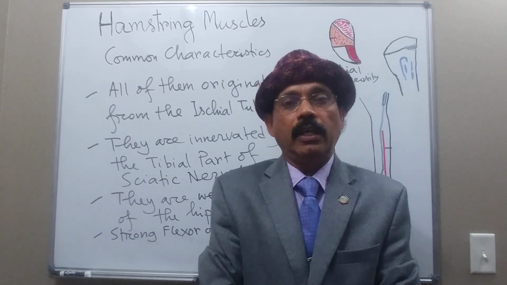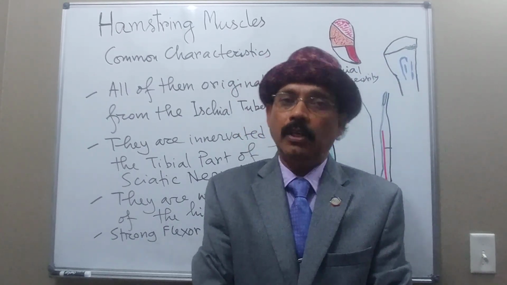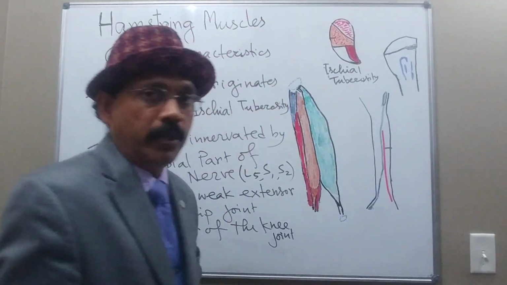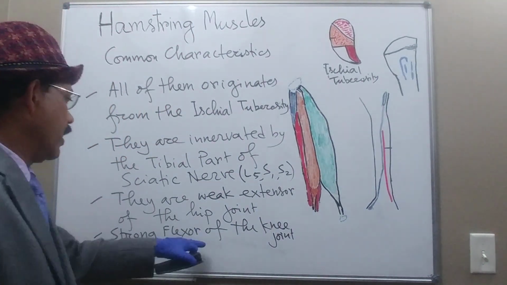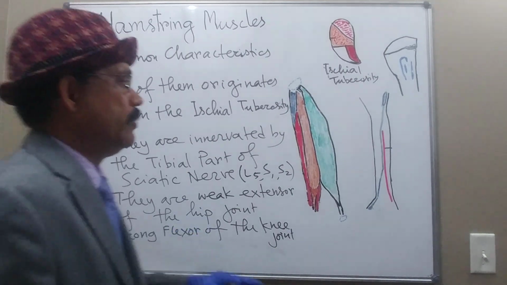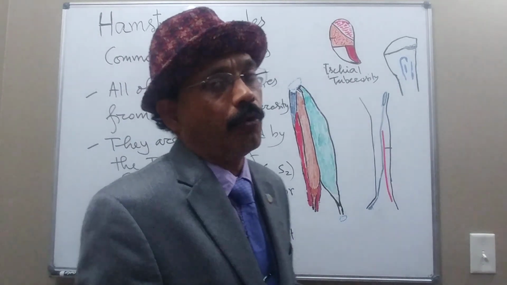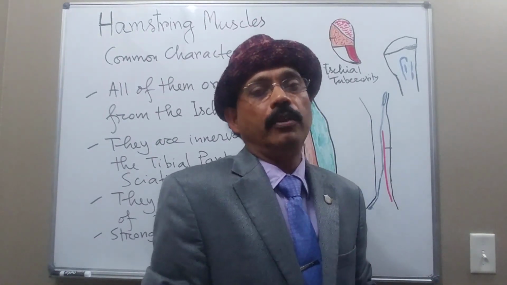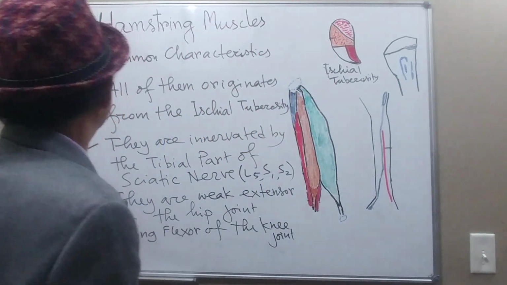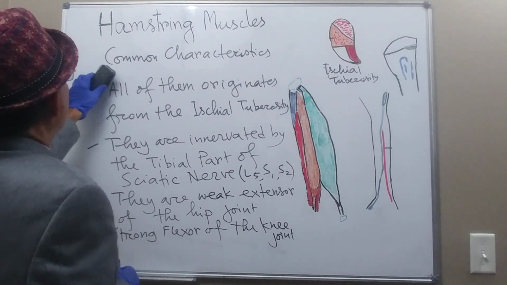It is like other hamstring muscles, a weak extensor. It is an adductor, also a flexor and medial rotator of the thigh at the hip joint. But adductor magnus does not flex the knee joint because it does not cross the knee joint. If a muscle doesn't pass over a joint, that muscle does not work on that joint. So we got the common characteristics of all the muscles of the hamstring group.